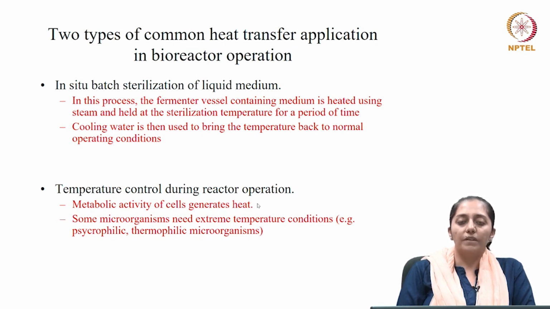Now, the temperature control during the reactor operation is important because it governs the metabolic activity of the cells, which in turn generate heat due to the metabolism. So, there will be heat generated by the growth of the cells. Then some of the microorganisms, as per their natural characteristics, might need extreme temperatures for survival. So, microorganisms are classified depending on the temperatures at which they survive, like psychrophilic, thermophilic or mesophilic organisms.